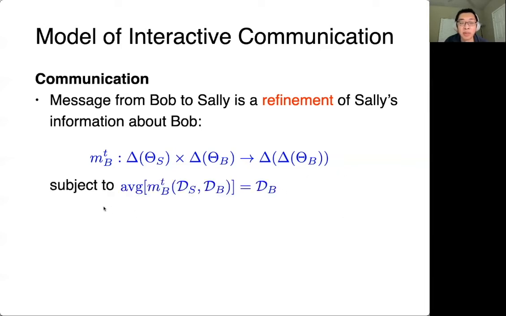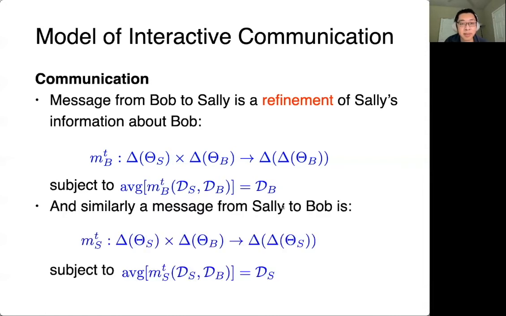And we require Bayes plausibility in the model. So we require the posterior to be equal to the prior. And similarly, we can define a message from Sally to Bob, and that should be a refinement of Bob's information about Sally. And still, we require Bayes plausibility.